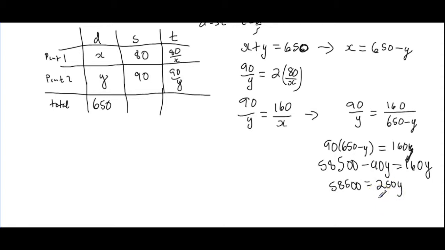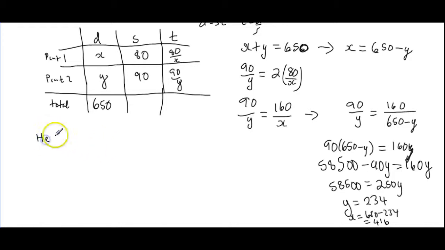So get calculator out, divide by 250. And y is equal to 234. And x, I wonder what they're asking us in here for part of the trip. x will be 650 minus 234, which is 416. So the question which was left unanswered, I guess, is what were the times and the distances.